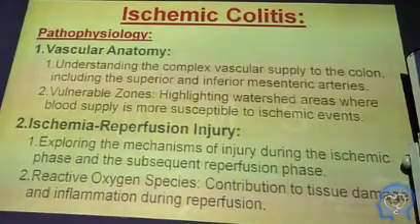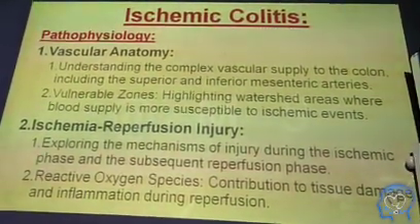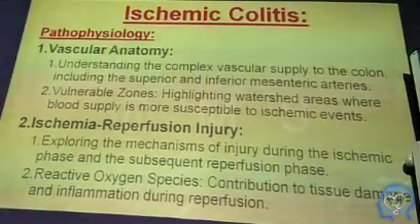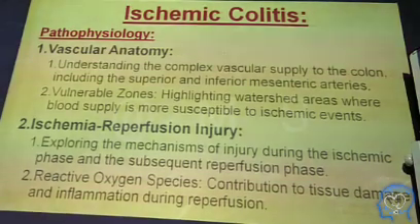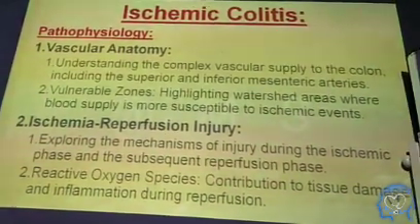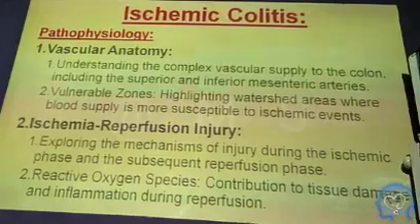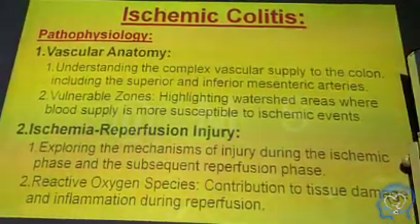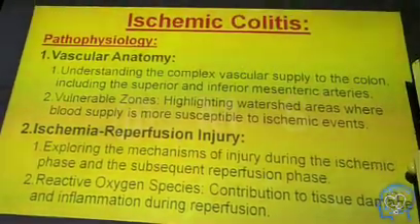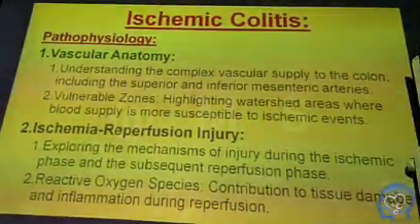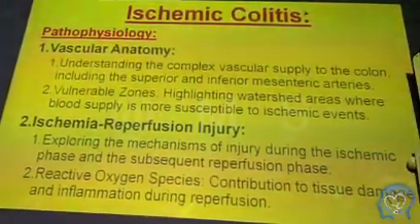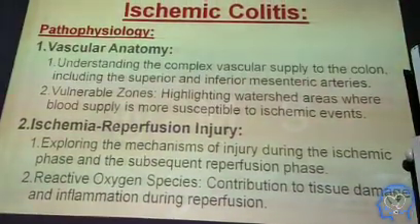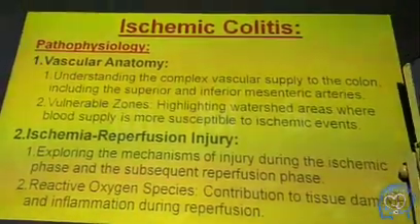If you just consider the vascular anatomy, all is depending upon the source, your own book, Robbins. It is mentioned in it as well. The supply is basically the mesenteric arteries, celiac arteries and iliac arteries, four supplies. We will discuss in a minute. So there is ischemia and reperfusion injury, exploring the mechanism of injury during the ischemic phase and the subsequent reperfusion phase.